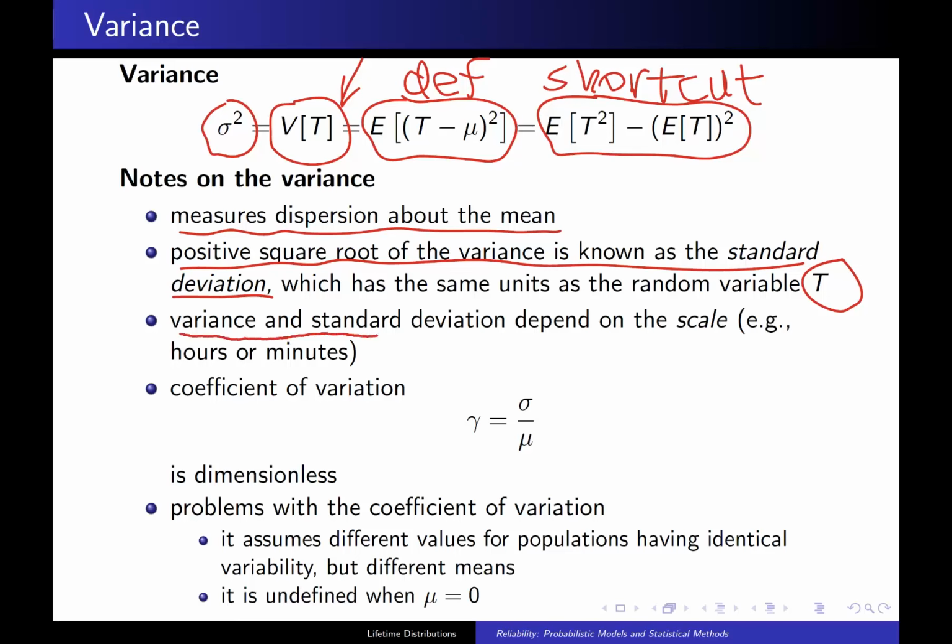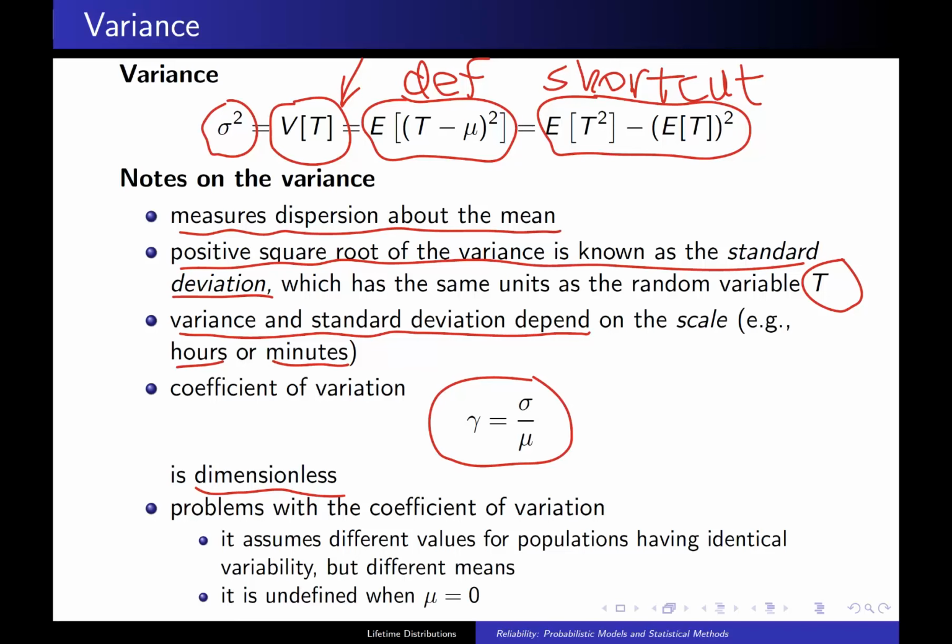The variance and standard deviation depend on the scale that you use. So if you use hours or if you use minutes, you're going to get different variances and different standard deviations. Another measure which shows up from time to time is the ratio of the standard deviation sigma to the mean mu, and that happens to be a dimensionless random variable because the units cancel.